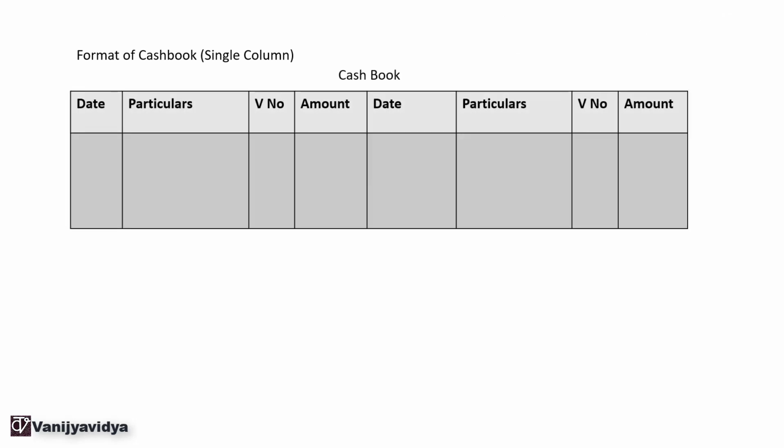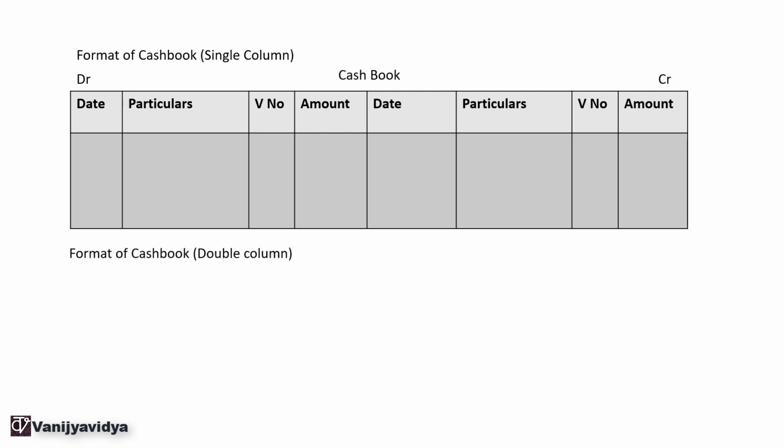Format of cash book, single column. Cash book. Then we have date, particular, voucher number, amount, date, particular, voucher number, amount. So the left is debit, right is credit side.